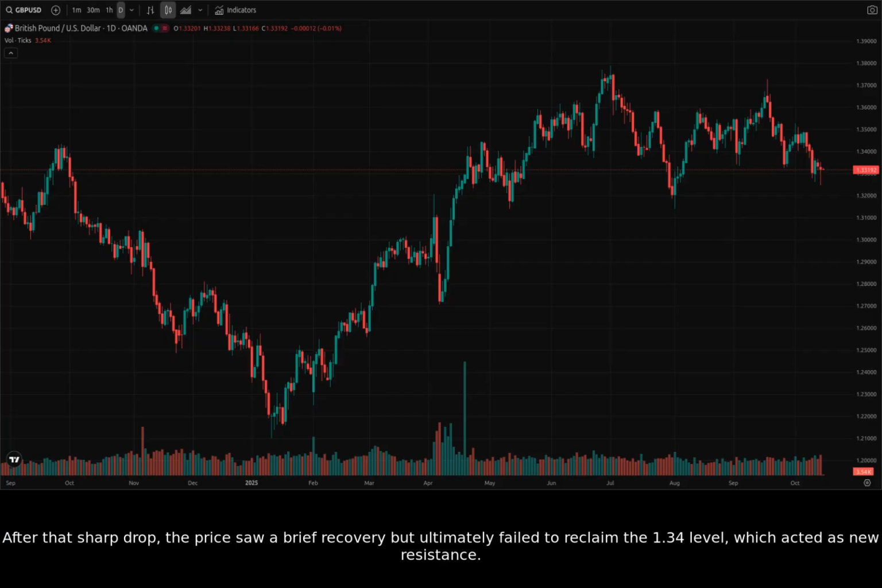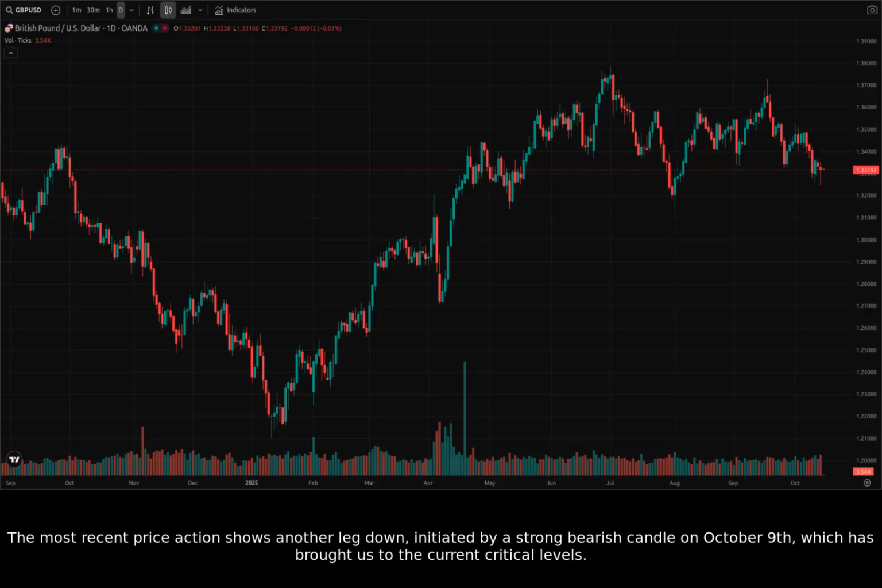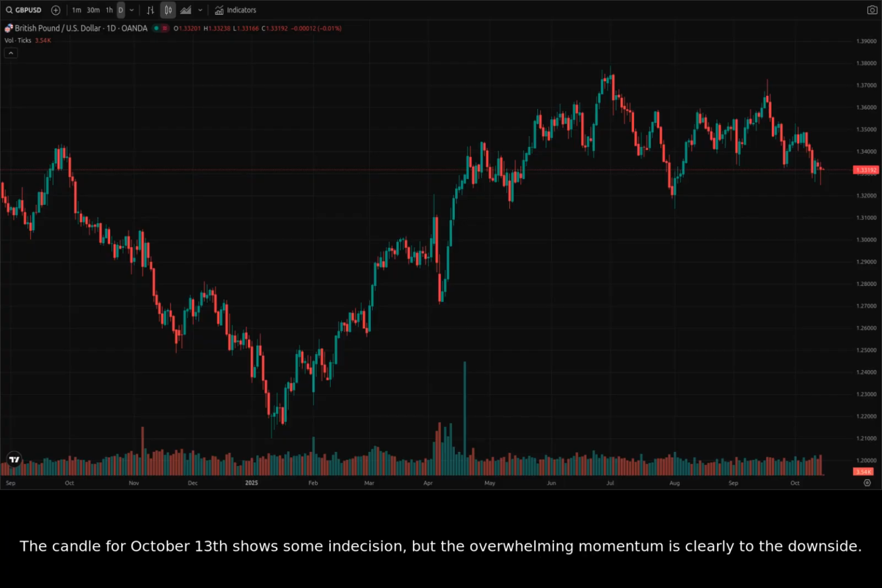After that sharp drop, the price saw a brief recovery, but ultimately failed to reclaim the 1.34 level, which acted as new resistance. The most recent price action shows another leg down, initiated by a strong bearish candle on October 9th, which has brought us to the current critical levels. The candle for October 13th shows some indecision, but the overwhelming momentum is clearly to the downside.